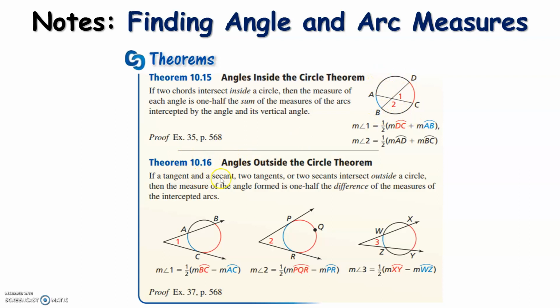Then we have Theorem 10.16. It's called the angles outside of a circle theorem. It says this: if a tangent and a secant, two tangents, or two secants intersect outside a circle, then the measure of the angle formed is 1/2 the difference of the measures of the intercepted arcs. That is, in this case, angle 1 is 1/2 BC minus AC, or in this case, angle 2 is 1/2 PQR minus PR, or in this case, angle 3 is 1/2 XY minus WZ. Let's take a look at how this works.